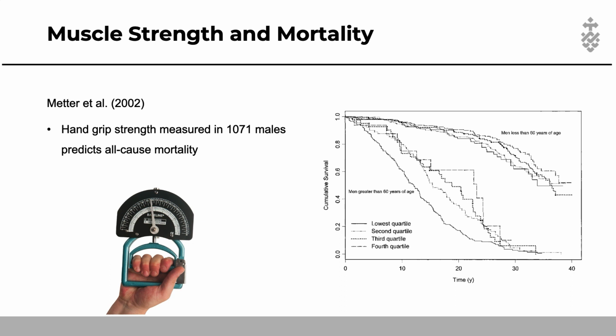And this study actually looked at the impact of grip strength on all-cause mortality over 40 years. And what they found was that lower strength, independent of physical activity or muscle mass, was associated with increased risk of death or mortality. And that graph on the right, it's hard to interpret, but we just need to know that hand grip strength measured in these 1,000 males is a significant predictor of all-cause mortality.